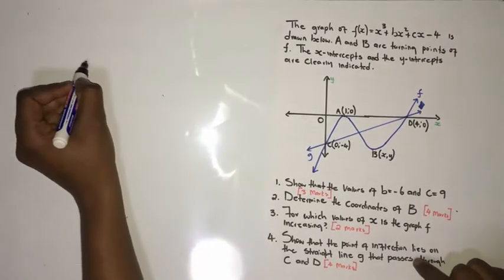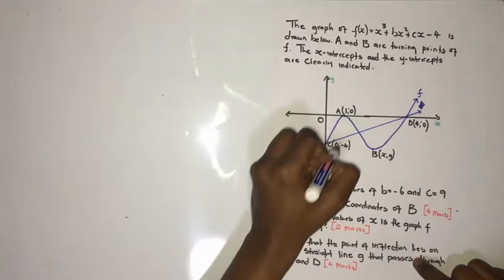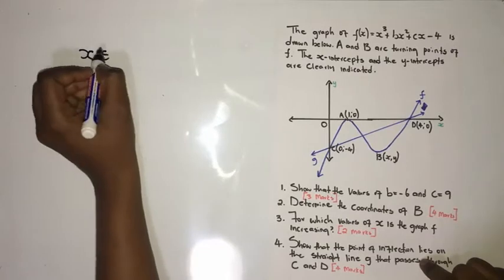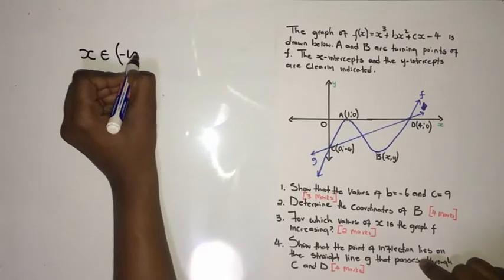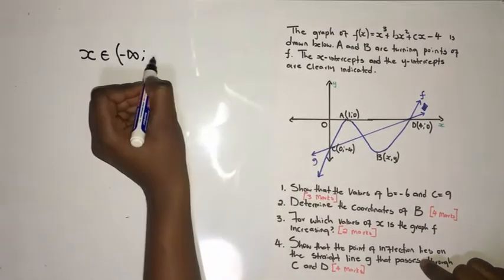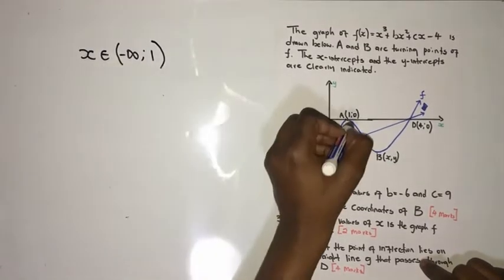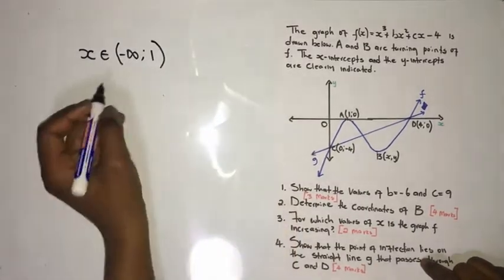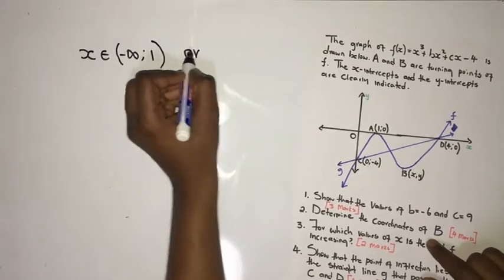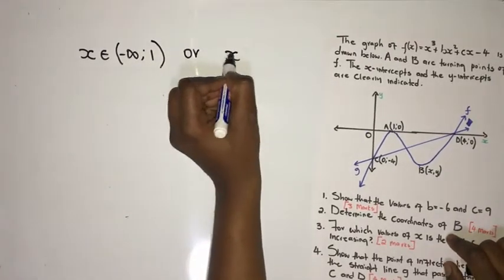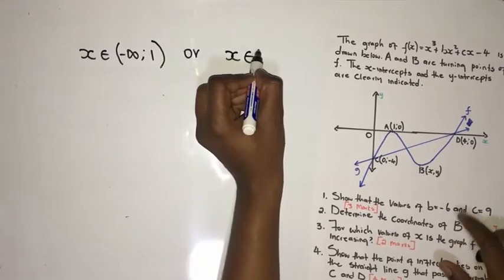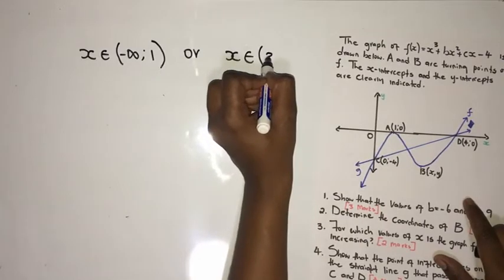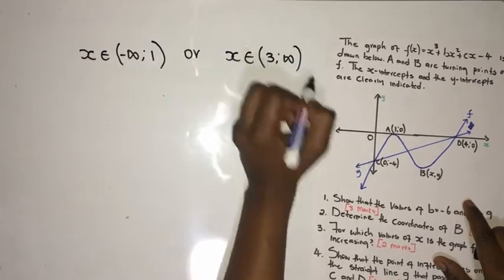So we know it's increasing here. So you can say x is an element of negative infinity up until that point there, which is 1. And that point is excluded because at that point, the function is not increasing or decreasing. The gradient is 0, which is what we spoke about. Or again we can say x is an element of, from the turning point there, which was 3, to infinity.